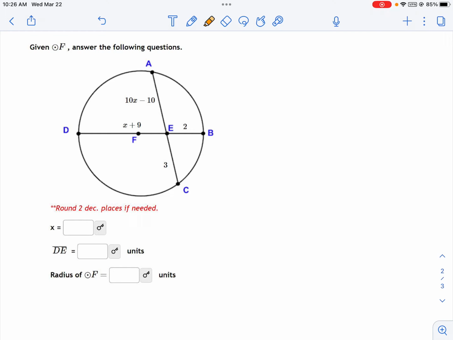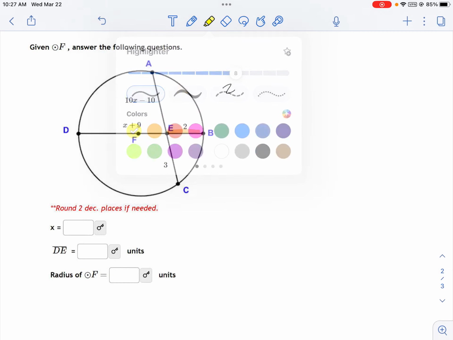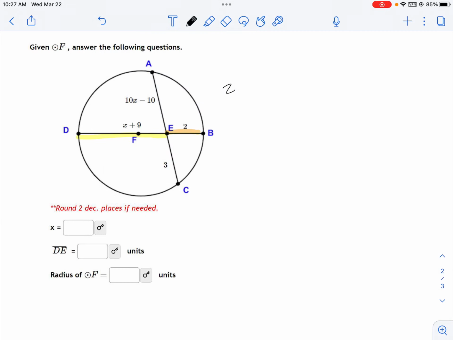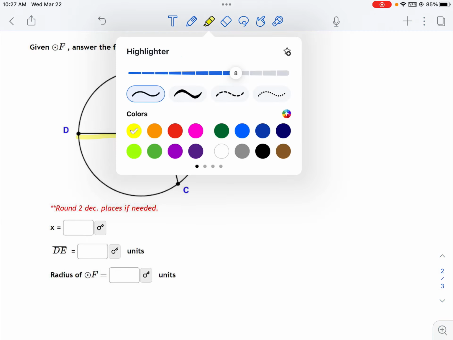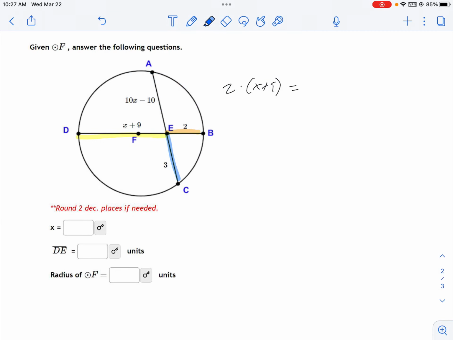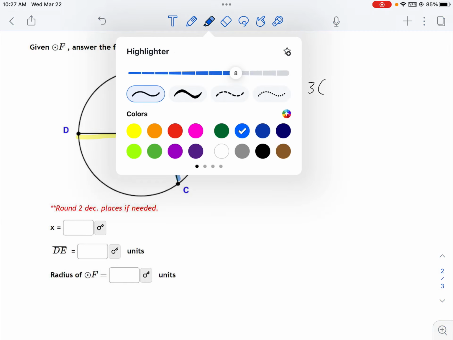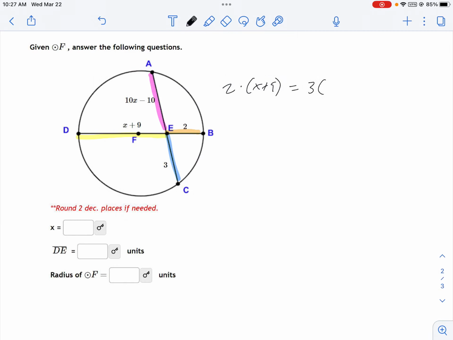So we're going to be working with some intersecting chords today. And as soon as you see lengths with intersecting chords, you have the following property: the small length, which is 2, times the longer length, which is x plus 9, is equal to the same thing on the other chord, where you have the smaller length, which is 3, times the longer length, which is 10x plus 10.